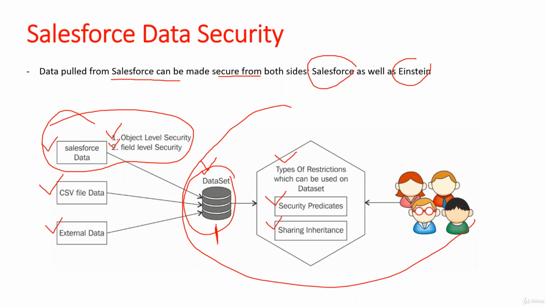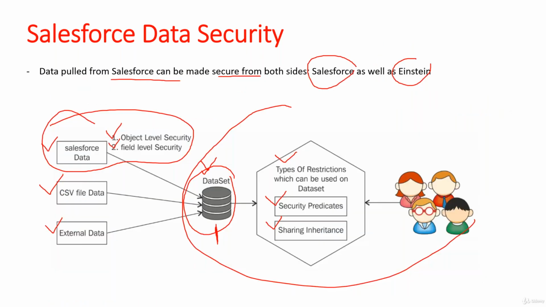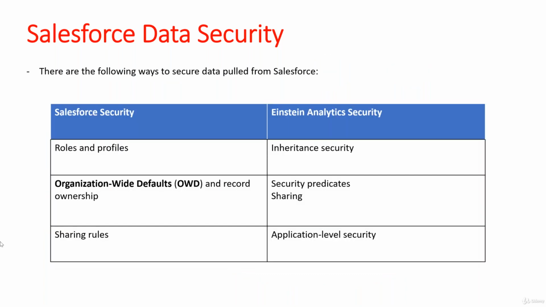From the Salesforce side, you can control either by object level or field level, which is nothing but controlling based on profile or permission set. If you want to give some other access to data, you can assign that permission set to the user. Now we'll talk about these two different things: Salesforce data security and the security of the Einstein platform. So what are the different things you can do?